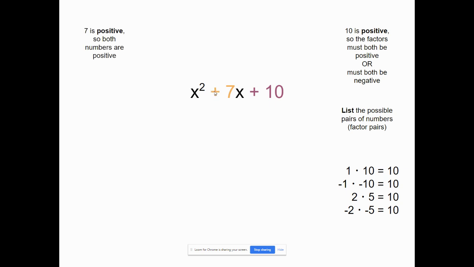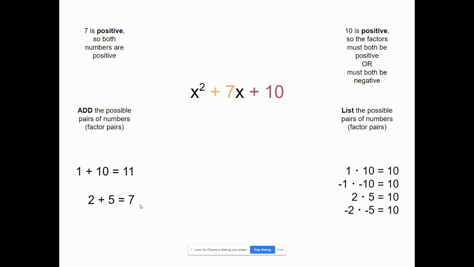But then we look at our positive 7 and we say, wait, this is positive. That means both my numbers have to be positive because I can't add 2 negative numbers to get to a positive. So now we add the remaining possible pairs of numbers, and we add positive 1 and positive 10, but that gets us 11, not what we want. We add 2 and 5, and there's the 7 we were looking for.